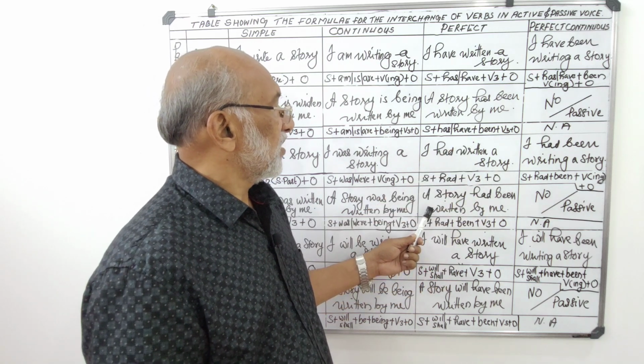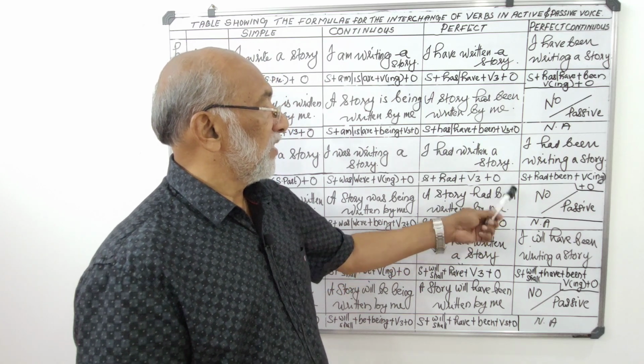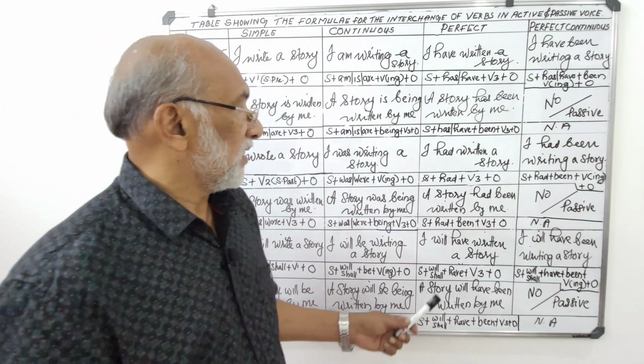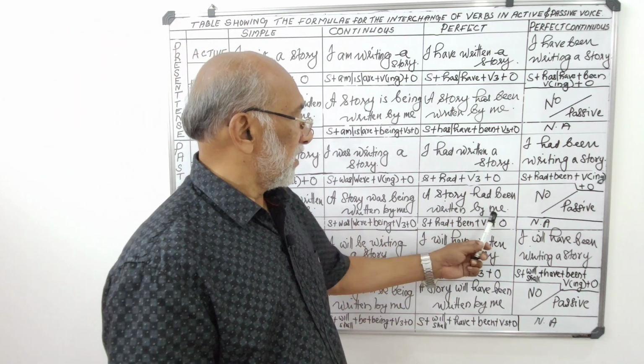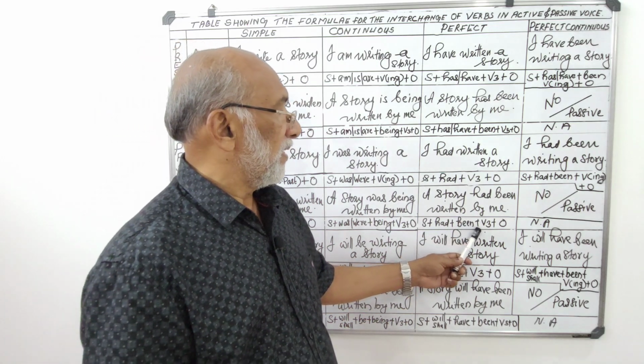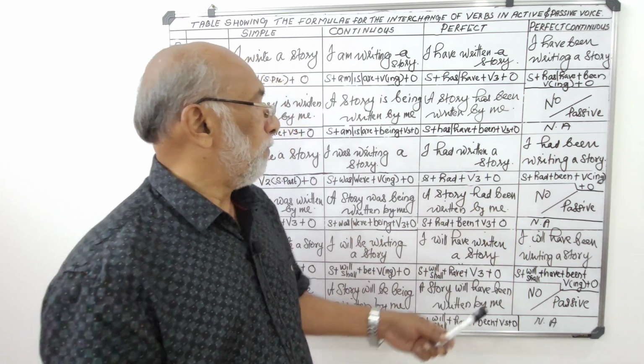And the passive structure is: a story had been. As I said, been is always used in perfect tense when we change it into passive. A story had been written by me. Subject plus had plus been plus past participle of the verb plus object.